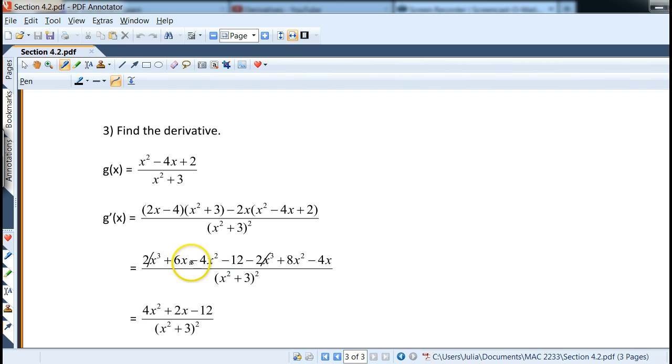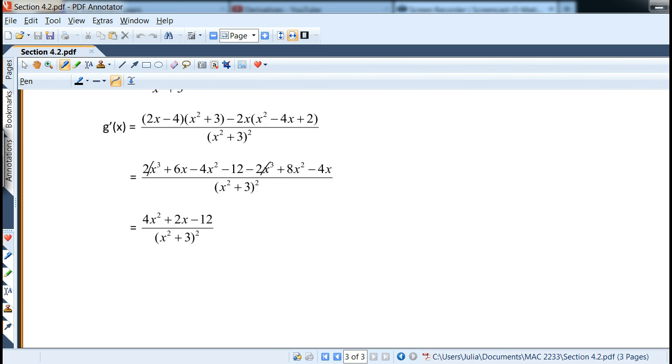And then we have 6x minus 4x, we'll get 2x. And then we just had negative 12. And that's how come we end up with the answer. And I believe that's it.